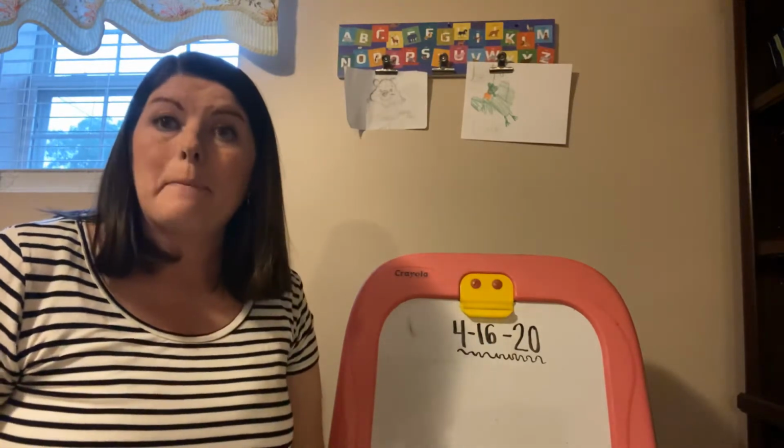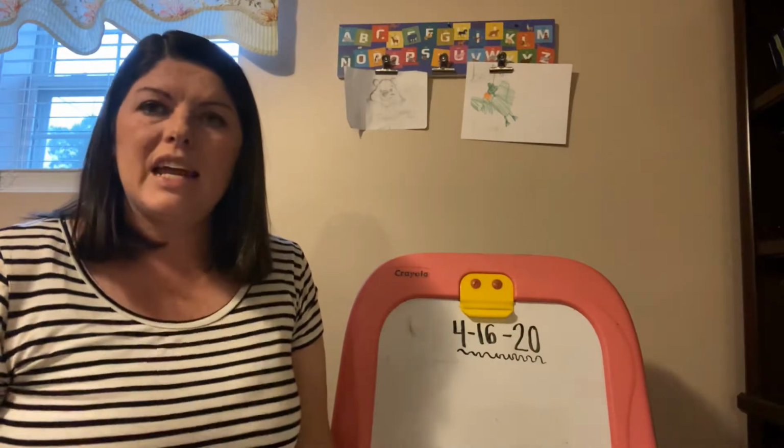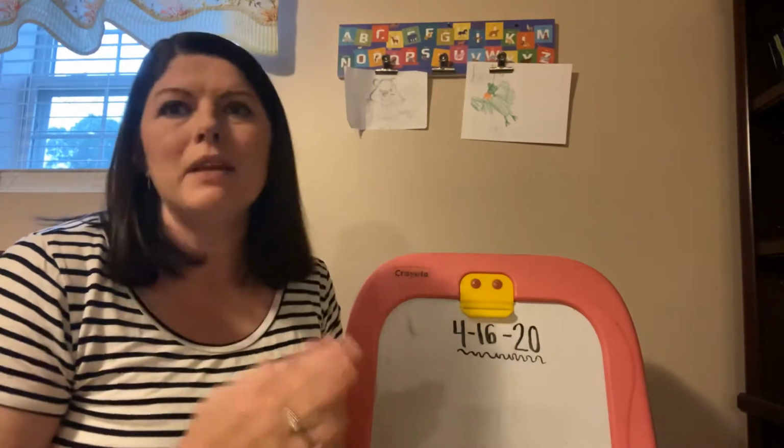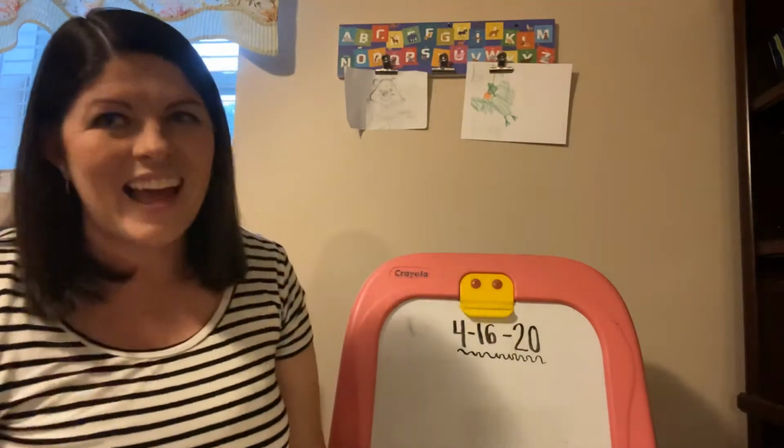So when you get out that packet that we've been working on, today you need to be on a page that looks like this. It has plot at the top, a place for you to write your name, and the title of the story, the beginning, middle, and end. So that should give you a really good hint, reminding you once again about what is the plot of a story. The plot of a story is what is the beginning, the middle, and the end. We also call that sequencing. What happened first? What happened next? What happened last in the story?